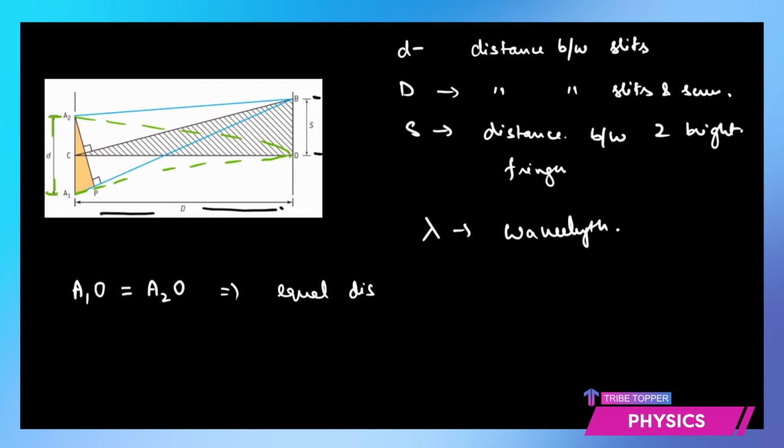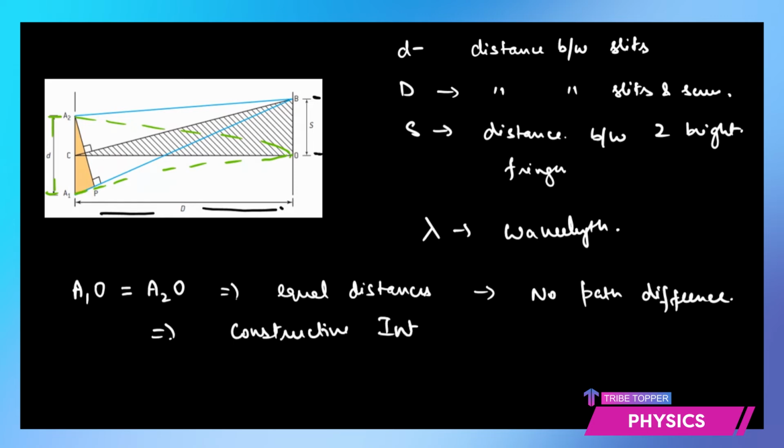When both rays have traveled equal distances, that means the rays traveling from the slits A1 and A2 travel equal distances up to the central point O. So there is no path difference between them. And when there is no path difference, they have constructive interference. Constructive interference gives you the brightest spot at the point O. So that is your central maxima.